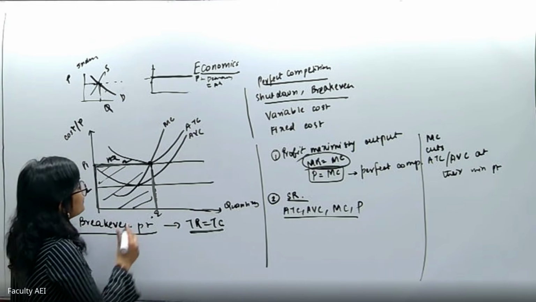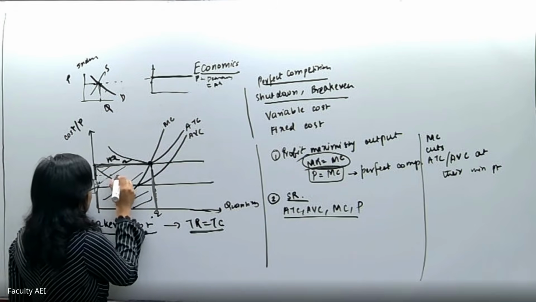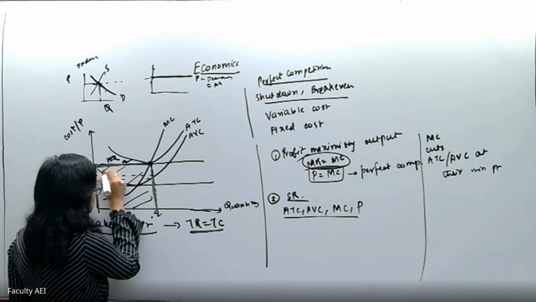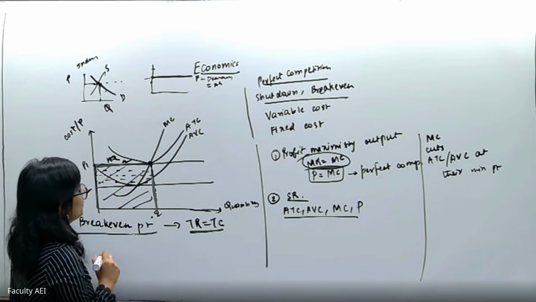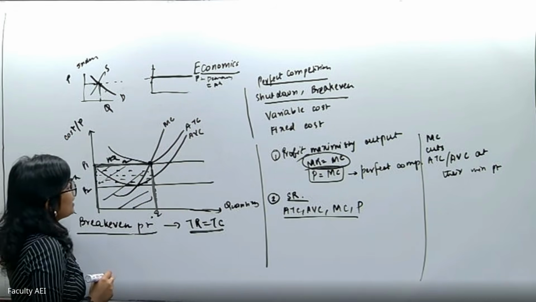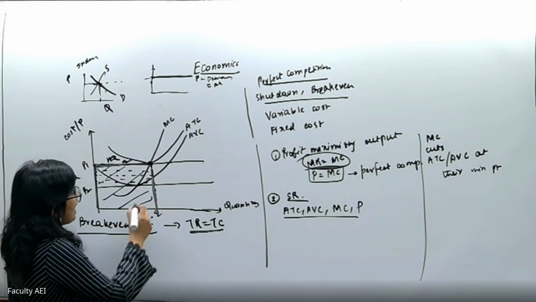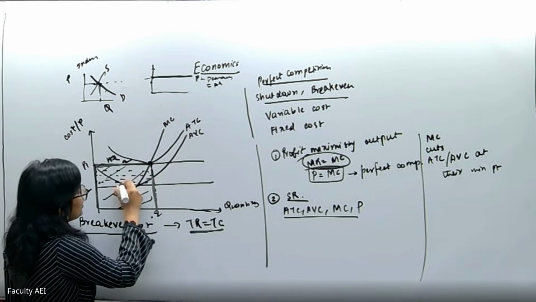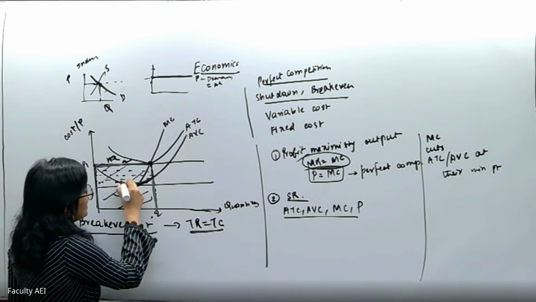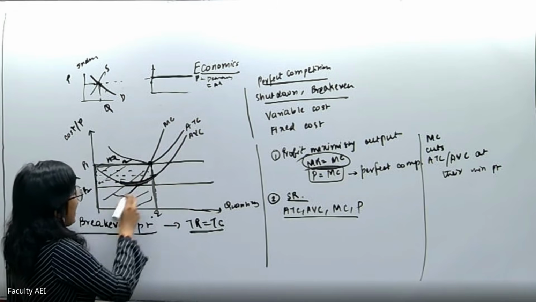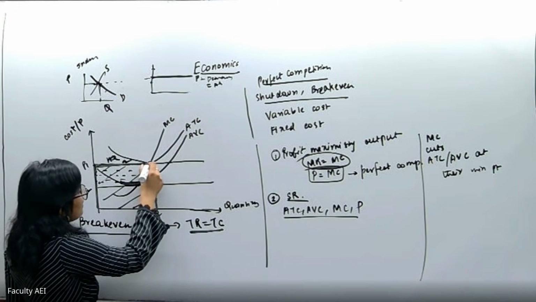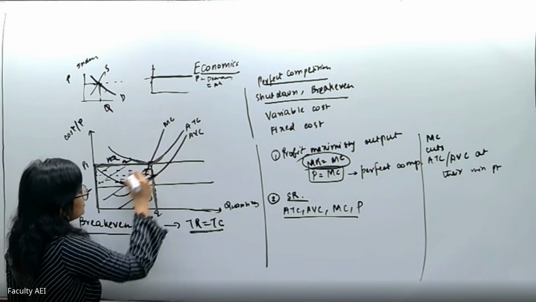Now what if the price lies here? That is below P1 but above P2. Now below P1 and above P2, I am still able to cover my average variable cost. The variable costs are less, but I am not able to cover the average total cost. The total cost is more.